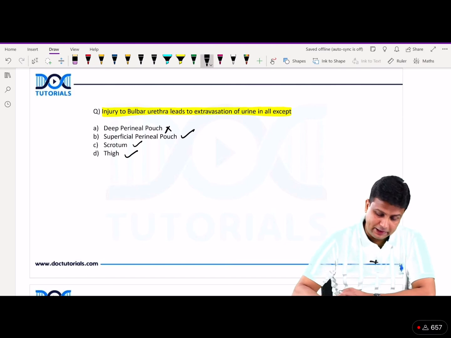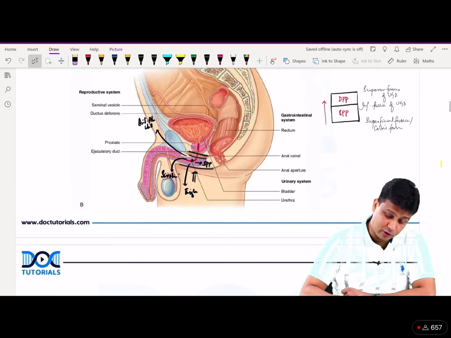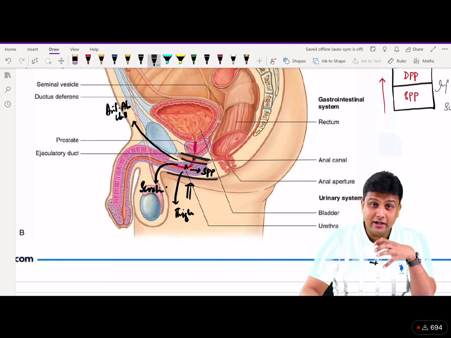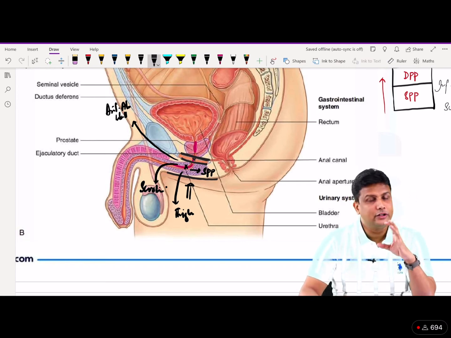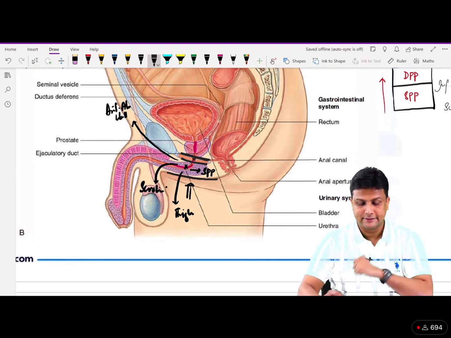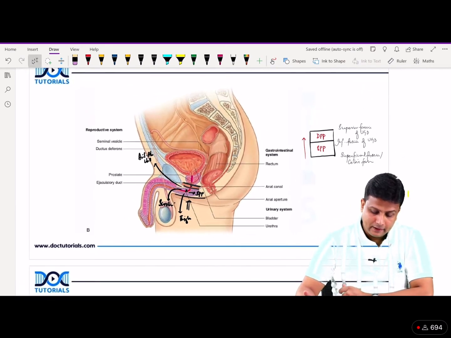And just to complete this option also, guys, how will urine extravasate into the deep perineal pouch? If there is an injury to the membranous urethra, not the bulbar, if this membranous urethra is damaged here, then the urine will extravasate out into the deep perineal pouch, guys. Fine. So I hope the concept is very clear now.